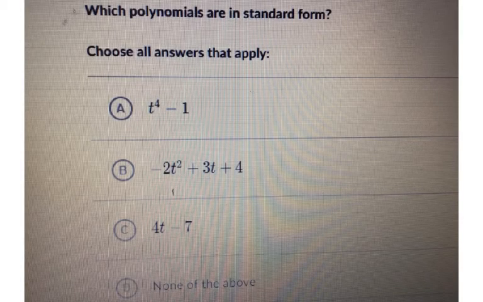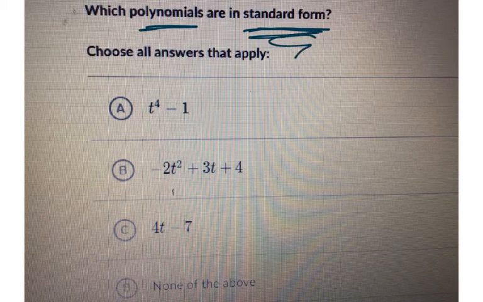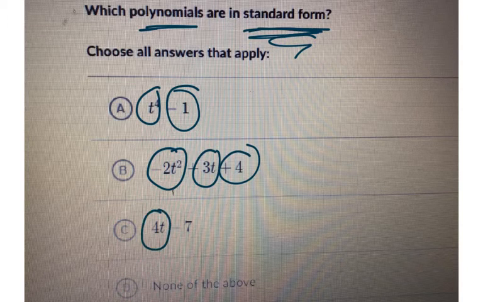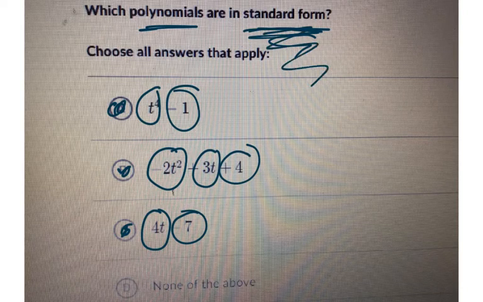Now, what about this one here? They want to know which polynomials are in standard form. Guys, remember, standard form means the powers in order from highest to lowest. The constant or number is always at the end. So notice, this one has the power and then the number at the end. This one has the 2 power, the 1 power, the number at the end. This one just has a 1 power and the number at the end. All 3 of these I'm going to click or select because they're all in standard form. Okay? So this one actually, the answer was A, B, and C.